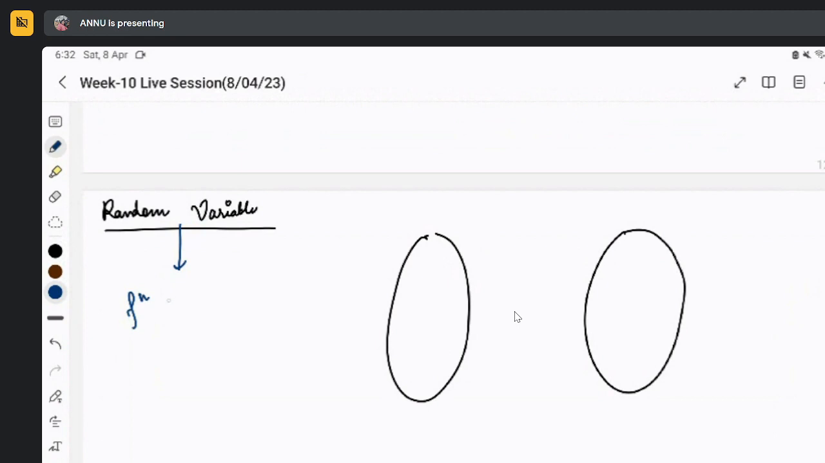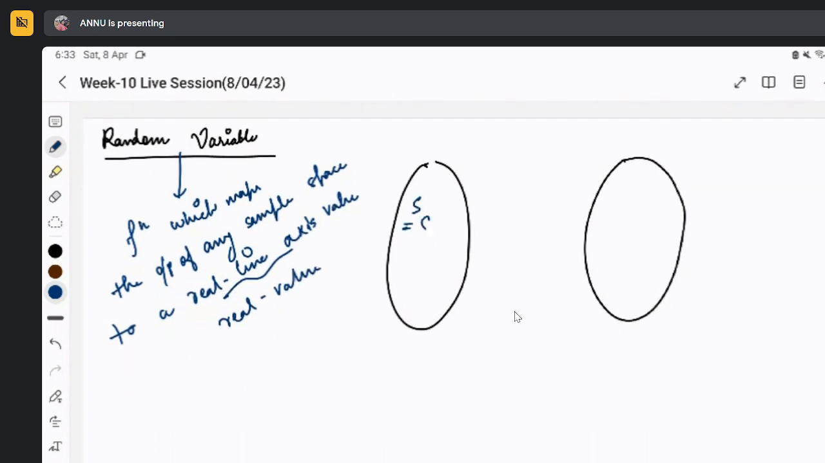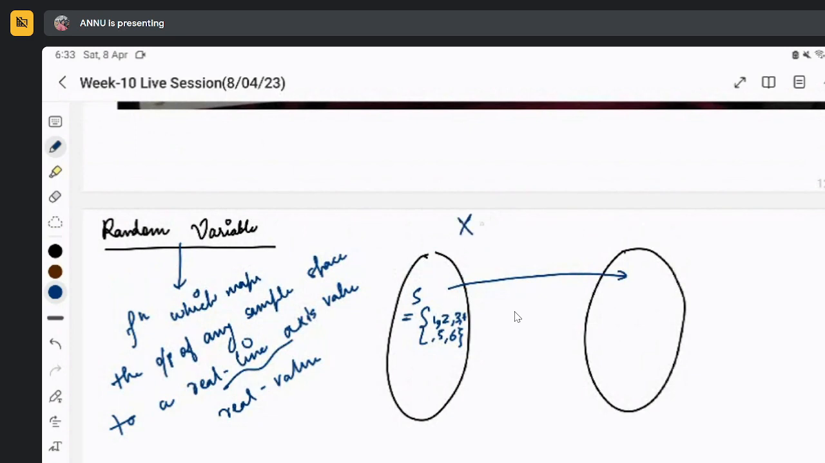So a random variable is actually a function which maps the output of any sample space to a real line axis value or real value. Here you have the sample space, suppose 1, 2, 3, 4, 5 and 6. Suppose random variable X maps even output of a dice to 1, and maps odd output of a dice to 0.